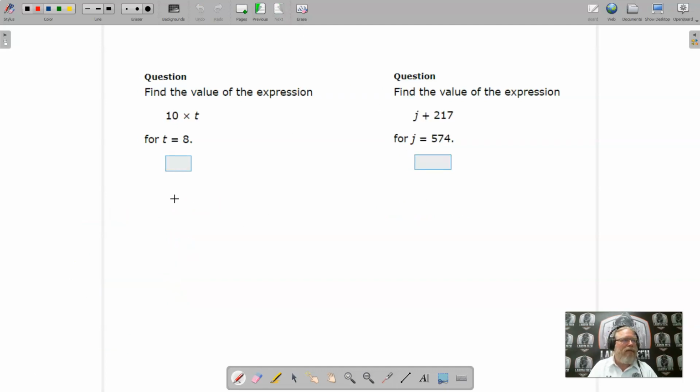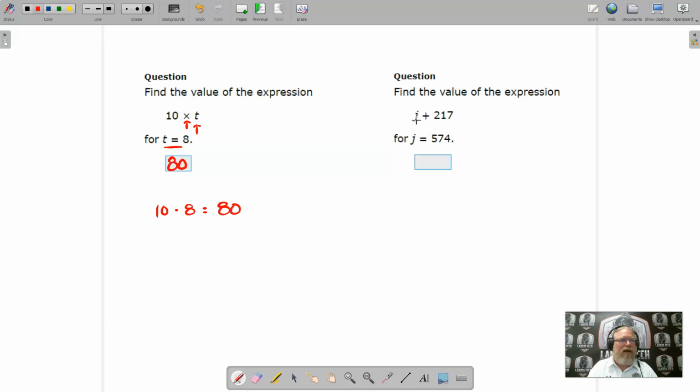And our last two examples here for this activity, 10 times t. So we need to substitute the value of 8 for the variable t. So we'll go ahead and do that. 10 times, and I like to use the dot instead, 8. I want to get away from using the X sign because it starts to look like a variable whenever we get into algebra. So 10 times 8 is 80. So we're going to type in 80 and hit enter.